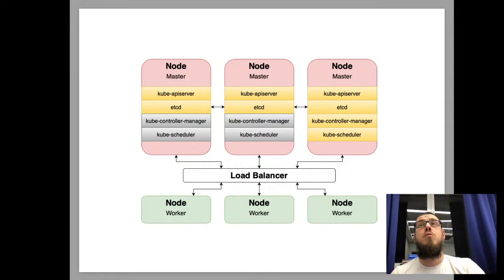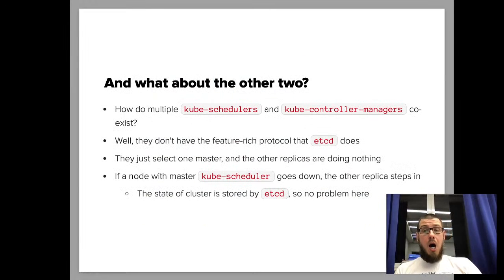So we have to build a low latency connection between our master nodes, and that's once again the problem of building multi-regional big clusters. And what about those two? I mean, about multiple kube schedulers and multiple kube controller managers. So how do they coexist?